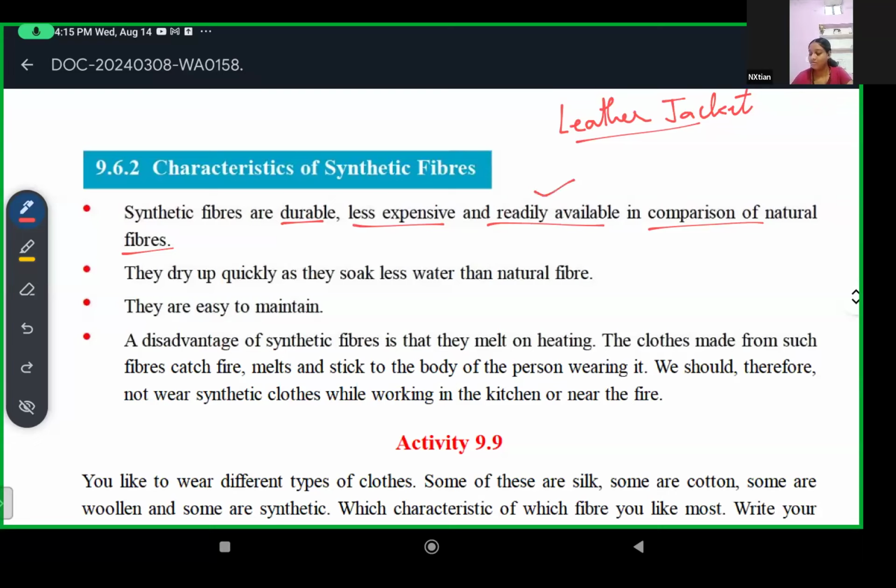So the duplicate, or the synthetic ones, made up of artificial fibers, are readily available, less expensive, and durable. Then they dry up quickly as they soak less water than natural fibers. This is talking about wool, mixed woolen clothes. Then they are easy to maintain.